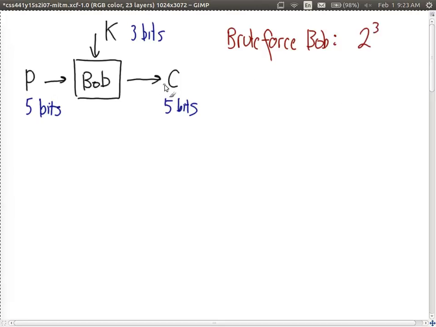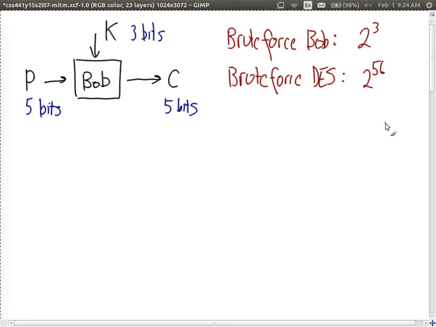What if I replace Bob with DES? I'll not draw it, but let's say we just change the algorithm. Do you remember the effective key length in DES? 56. The actual key that you choose is 64 bits, but 8 of the bits are unused in encryption. So we'll say 56 bits here, because in practice, the attacker needs to find those 56 bits only. So with DES, a brute force, worst case, 2 to the power of 56.